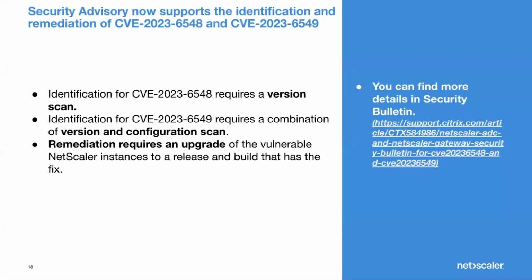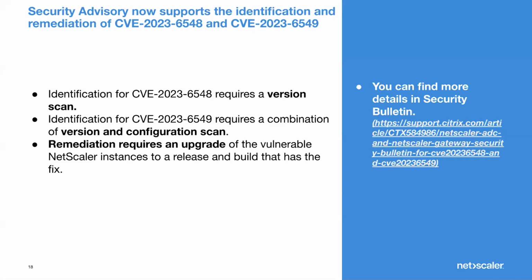Quick summary on what the CVEs were. We had two CVEs. One of the CVEs requires a version scan. The second CVE requires a version as well as a configuration scan. Now, if you're using the security advisory feature in console service, you don't need to do anything. The system runs the scan for you and lets you know if any of the NetScalers are vulnerable. The remediation required for both these CVEs is to upgrade your vulnerable NetScaler to a fixed build.